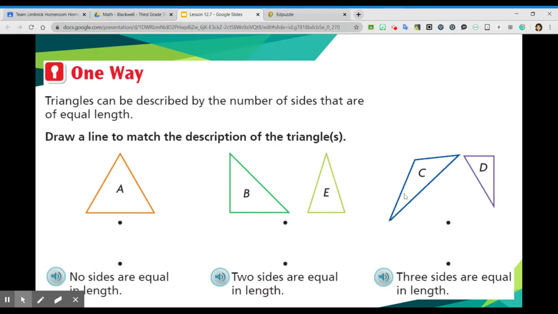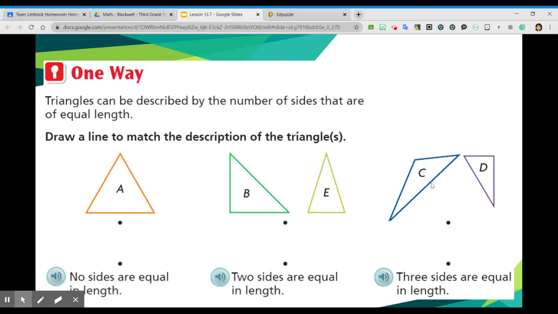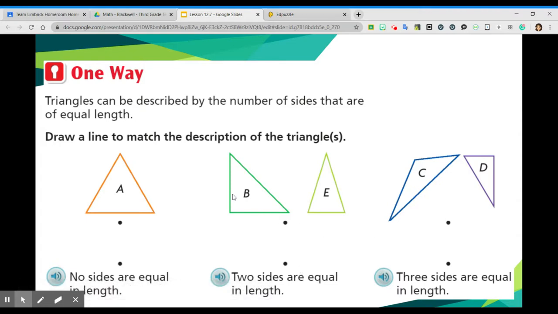However, triangles C and D, well, they have lengths that are very different. One is very long, one is like a medium length, and then one is short. So the no sides that are equal would definitely go to C and D. Two sides that are equal in length, well, we've already talked about that. That would be B and E, because these two sides are equal, as are these two sides. And three sides that are all equal in length would go to triangle A, because all the sides are equal.